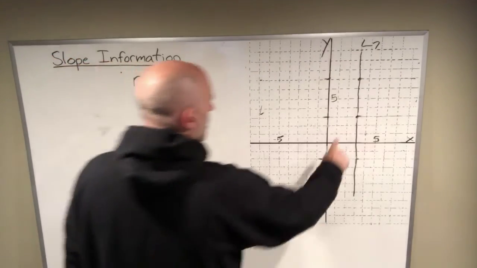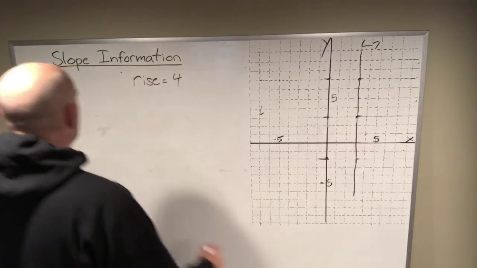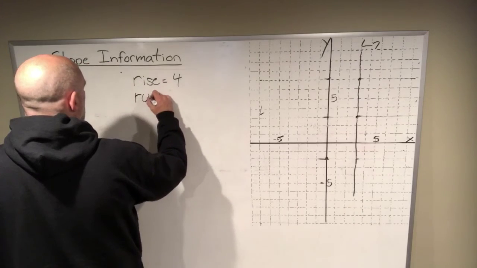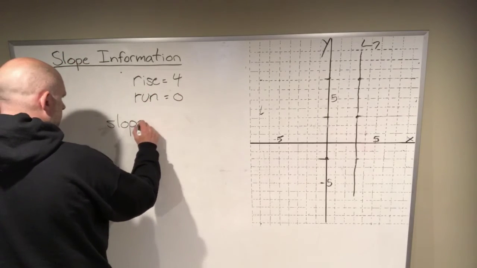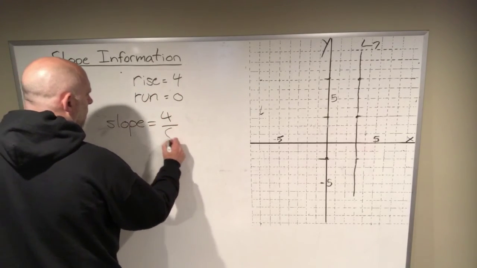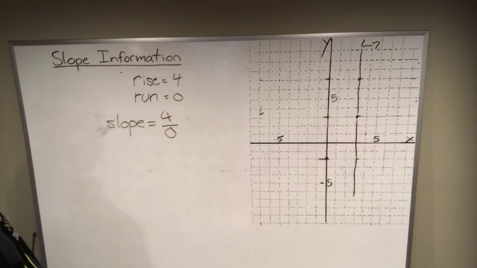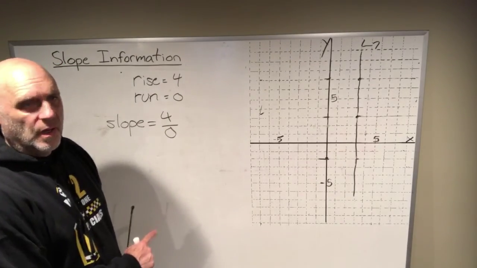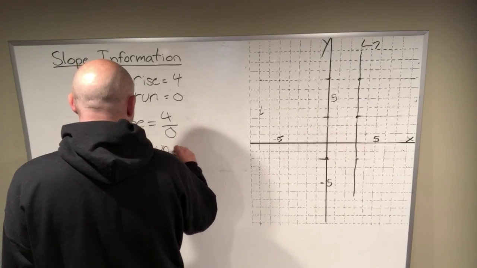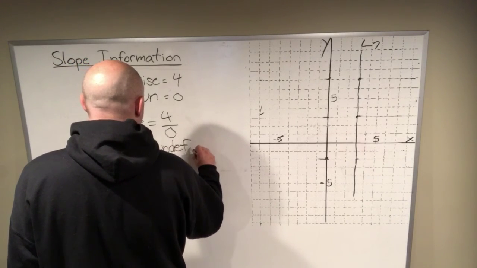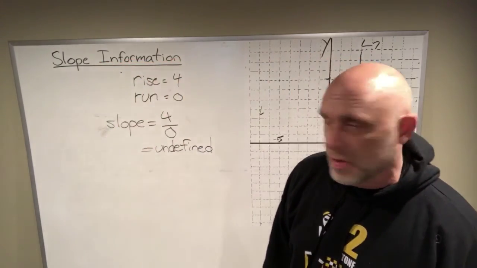What's the run? How far am I going left or right to go from there to there? I'm not going left or right at all. It's only going up and down. So the run is 0. So the slope is 4 over 0. I don't even like to write this. This is such a bad thing. You don't do this in math. We don't have fractions with 0 on the bottom. When we do, we say they're undefined. That is an undefined slope.